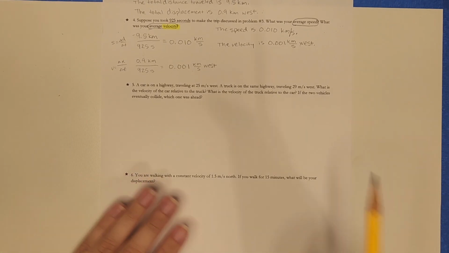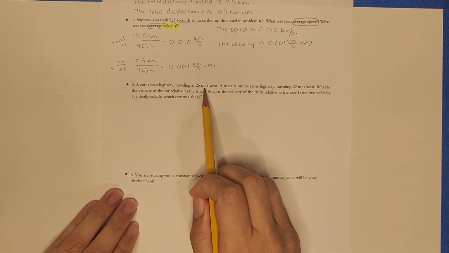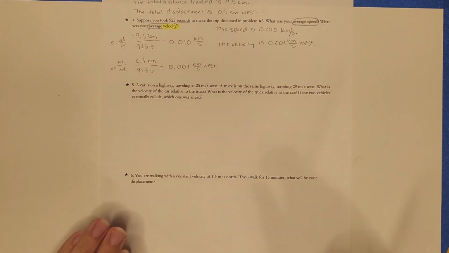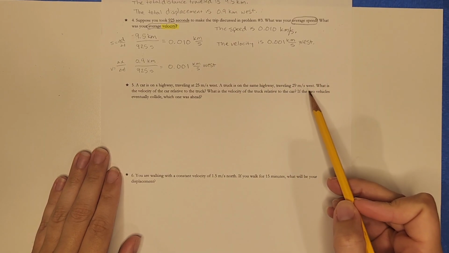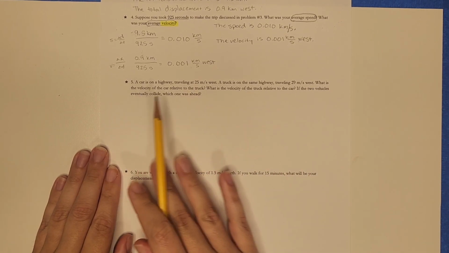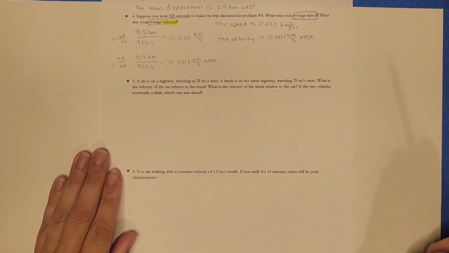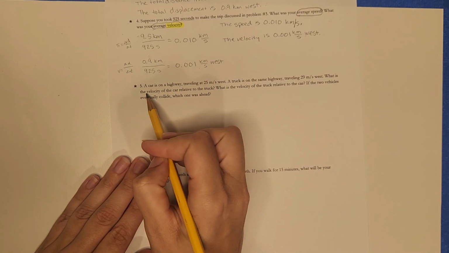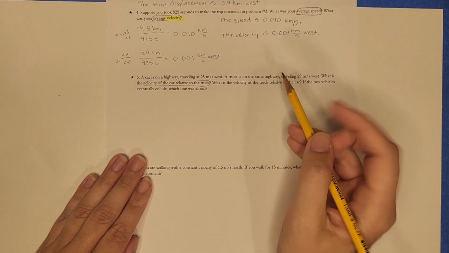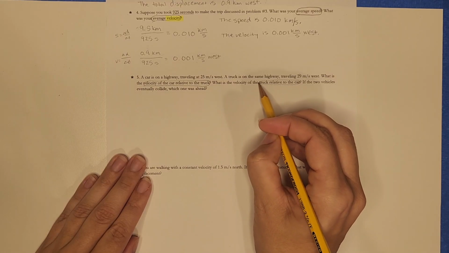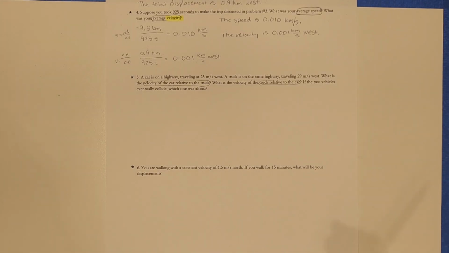Number 5, a car is on a highway traveling at 25 meters per second west. A truck is on the same highway traveling 29 meters per second west. What is the velocity of the car relative to the truck? So I have 3 questions here, okay? Velocity of the car relative to the truck. Velocity of the truck relative to the car. And then if the two vehicles eventually collide, which one was ahead?